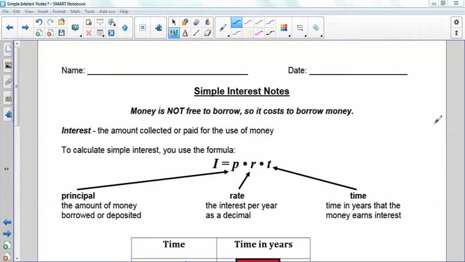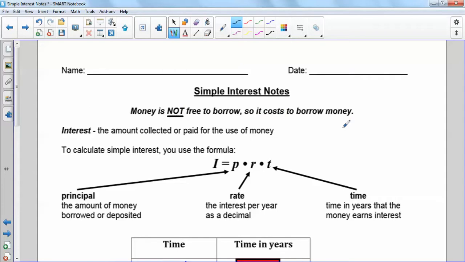Hey everyone, today we're going to talk about interest. And interest is really important, especially when you get older, because interest is something that banks are going to charge you when you borrow money. So the first sentence is so true. It says money is not free to borrow. It costs money to borrow money.